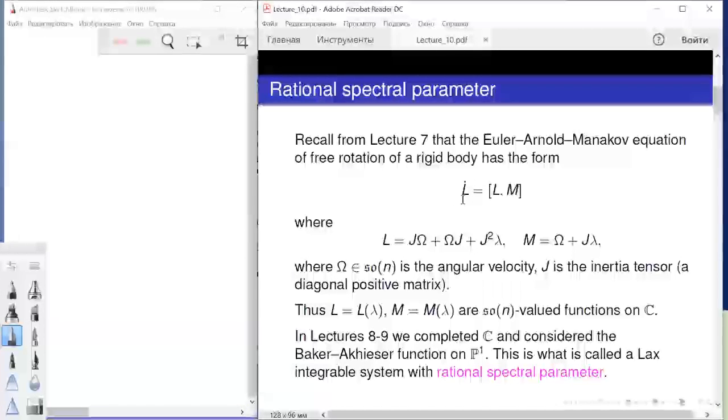Let me recall that L is called the Lax operator. M I will call an M operator, just M operator, and use the term LM pair for this pair, L and M. Some use the term LA pairs. It's all the same.